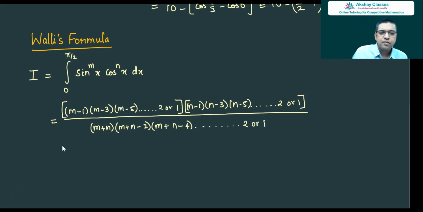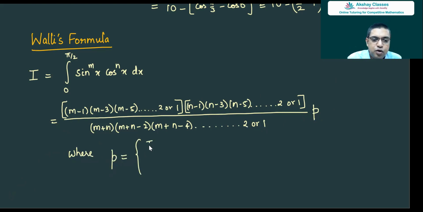Okay. What are we doing? Just look at this. Before I explain further, multiplied by p. P is a number. Now, p is equal to pi by 2 if both m and n are even natural numbers.